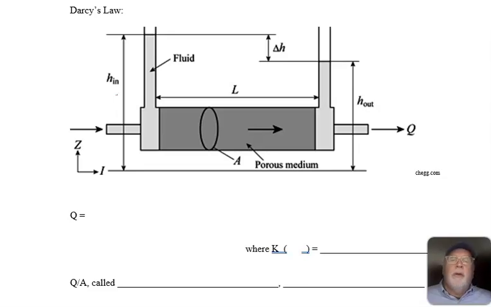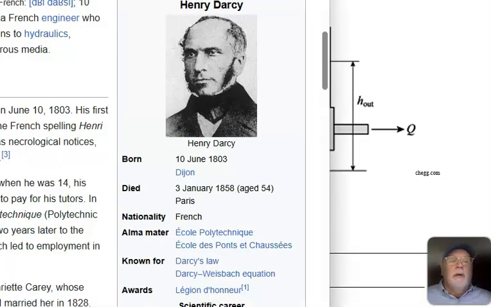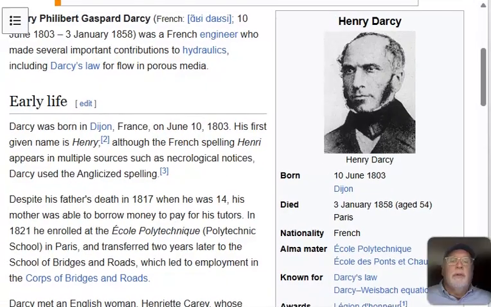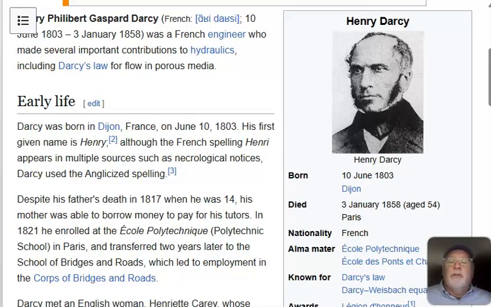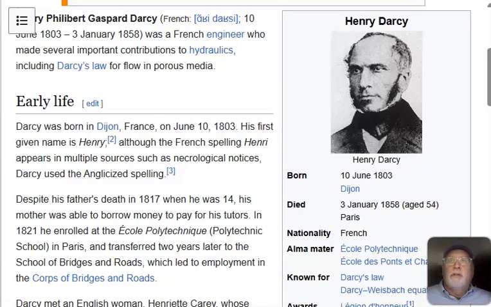So we're continuing on in the groundwater unit. We're going to talk about Darcy's law. Darcy's law is the fundamental law for groundwater flow. Everything in groundwater is built off of it. And it was developed by Henry Darcy, who was the city engineer for the city of Dijon, France. He's also the same Darcy of the Darcy-Weisbach equation for pipe flow.